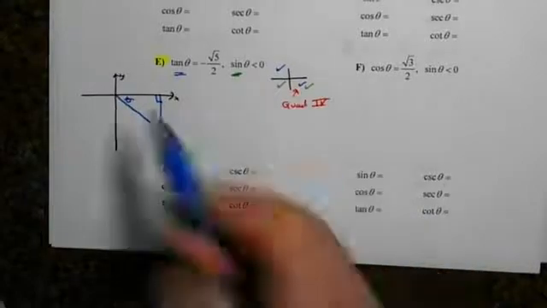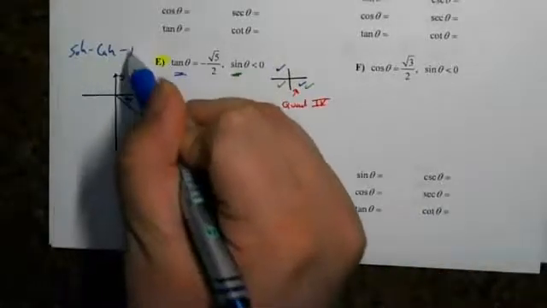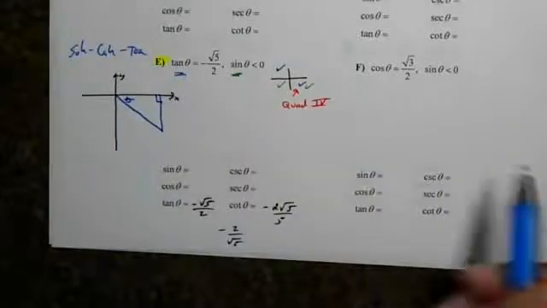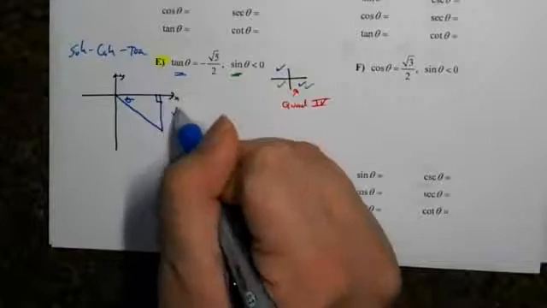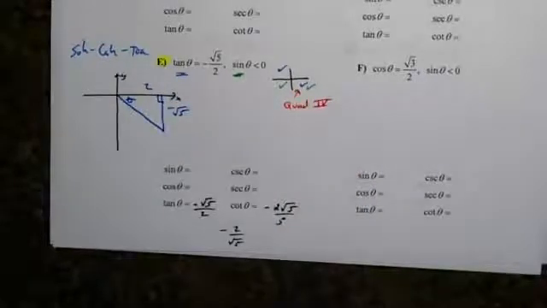And tangent, using SOHCAHTOA, tangent is opposite over adjacent. So opposite is square root of 5, adjacent is 2. And since I went down, I'm going to put negative with the square root of 5. And now I need to find the missing side of that triangle using Pythagorean theorem.